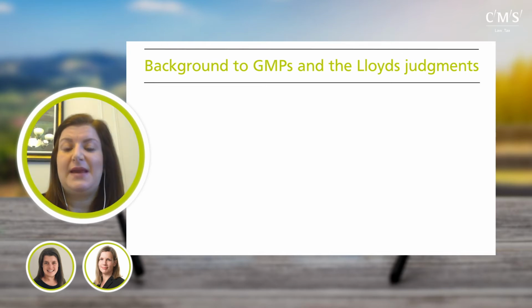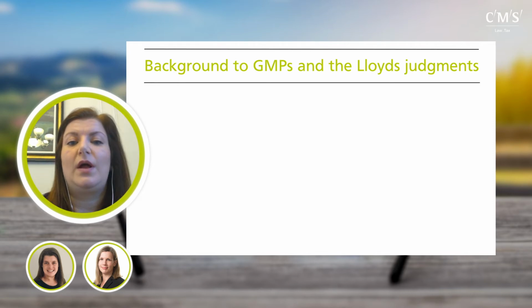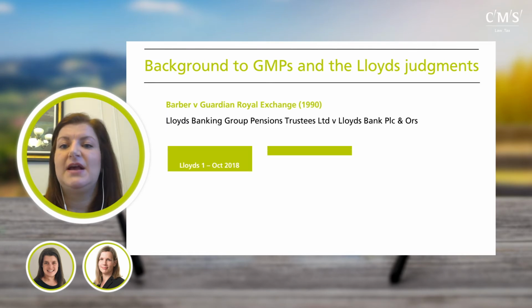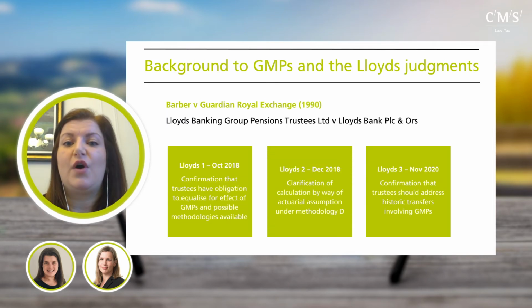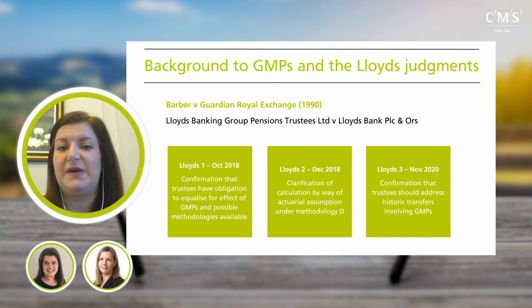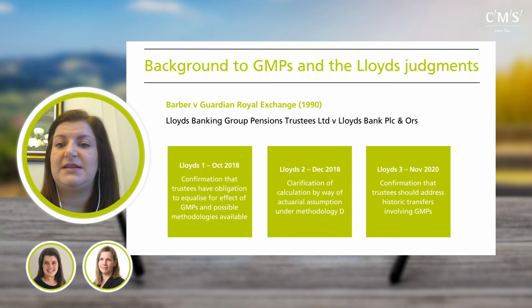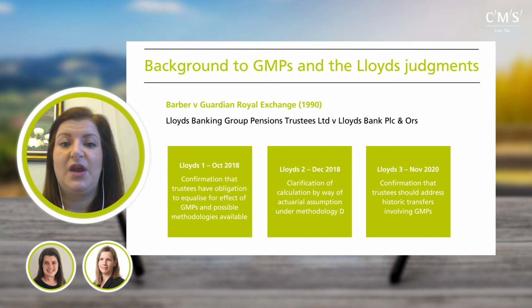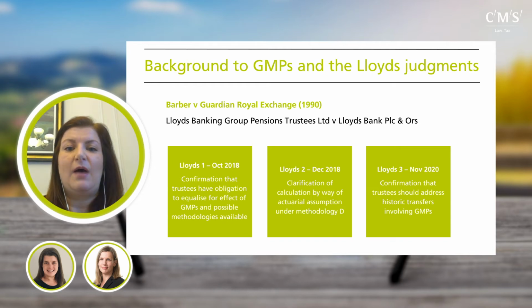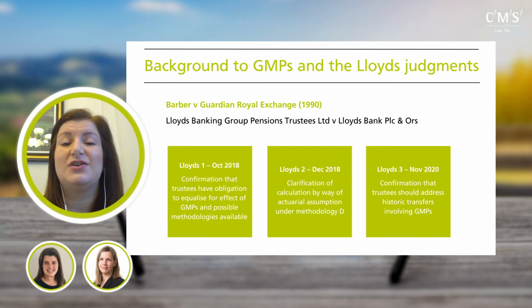Okay, so we know GMPs are inherently unequal. So why is this a problem? Well, in the 1990 Barber case, the European Court of Justice held that occupational pension schemes are deferred pay and therefore subject to the requirements of EU law that men and women should receive equal pay for equal work. Therefore, since 17th of May 1990, the date of that Barber decision, occupational pension schemes have been required to equalise benefits. However, the question of whether, when and how to equalise for the effect of GMPs have remained largely unresolved since.